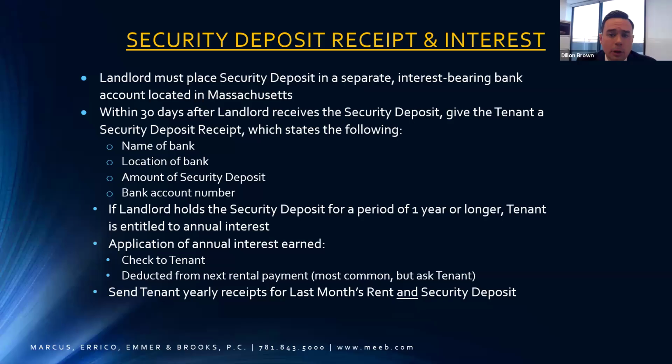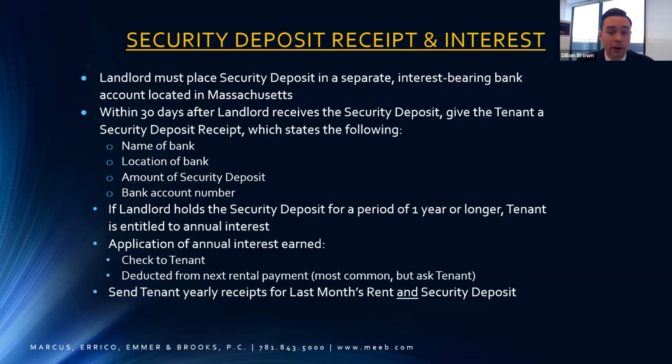Again, pretty similar for a security deposit, but the difference between last month's rent and a security deposit is that the deposit that's collected has to be placed in a separate interest-bearing account, technically located within the state of Massachusetts. It's a common complaint or argument I get from landlords or property managers saying, "Hey, our office is in New Hampshire. Do we have to actually place it in a Massachusetts bank?" And the response is, well, that's what the statute says.